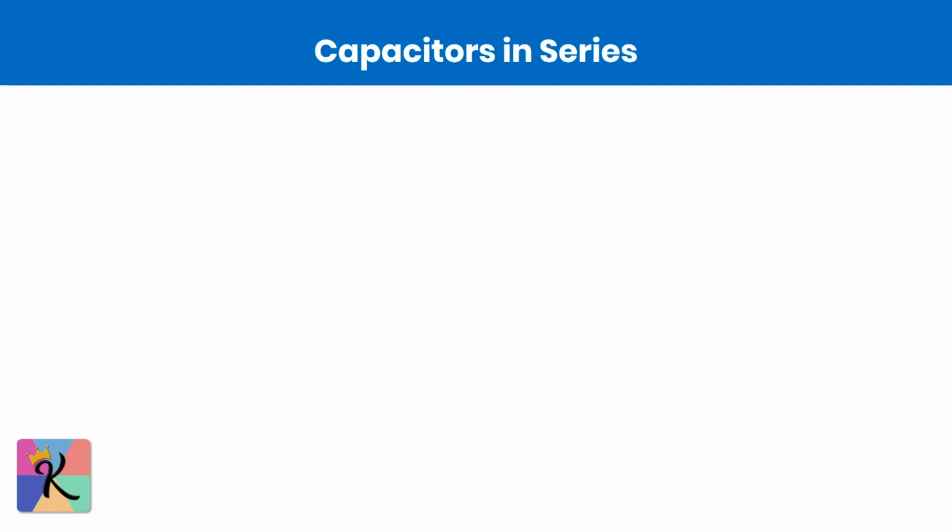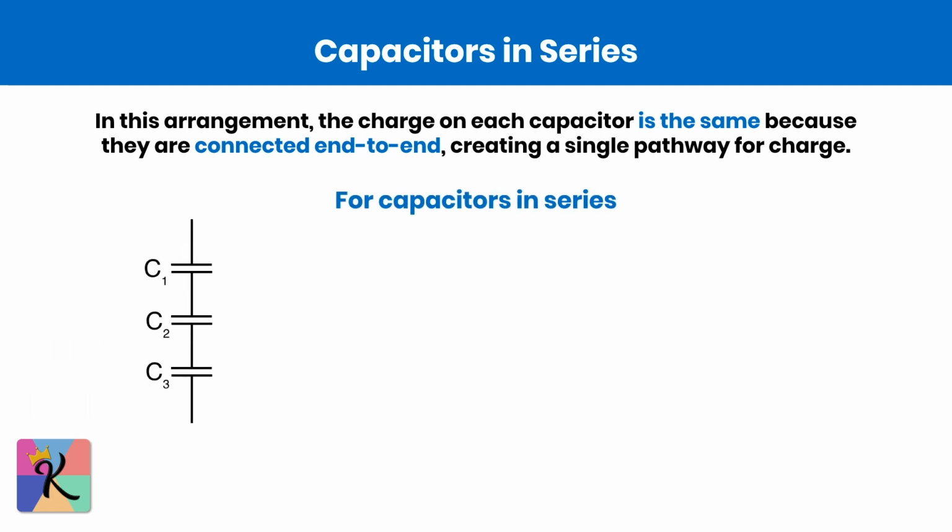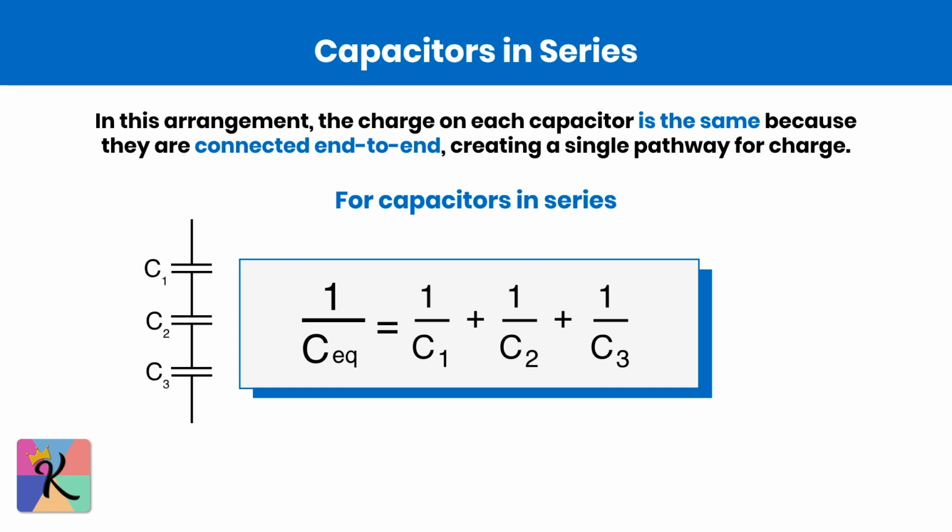Capacitors in series. Now, let's look at capacitors in series. In this arrangement, the charge on each capacitor is the same because they are connected end to end, creating a single pathway for charge. However, the equivalent capacitance is calculated differently. For capacitors in series, the reciprocal of the total capacitance is the sum of the reciprocals of the individual capacitances.